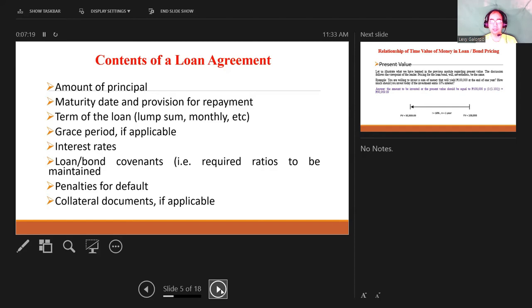Also the interest rates, loan or bond covenants, or the required ratios to be maintained, penalties for default, at saka collateral documents if applicable. So yung collateral, sanla mo, mangungutang ka tapos collateral mo yung bahay, or bahay at lupa mo, so yung title ng iyong property, yun yung isusurrender mo sa bangko.